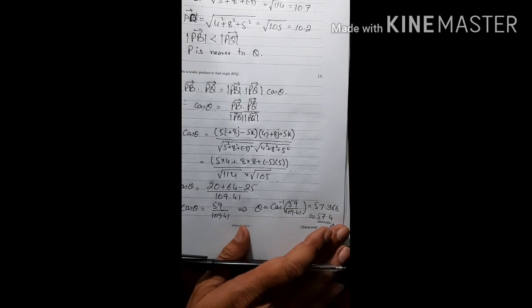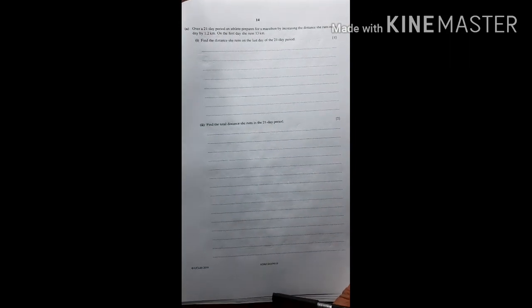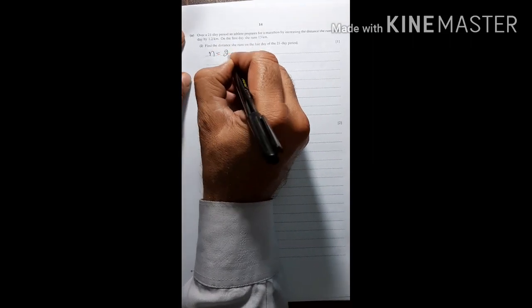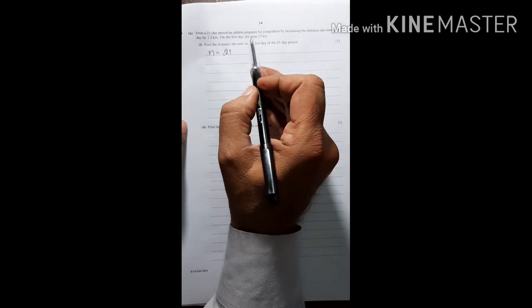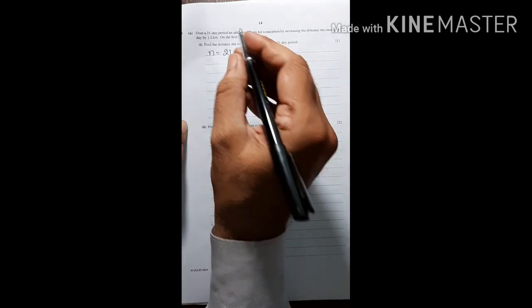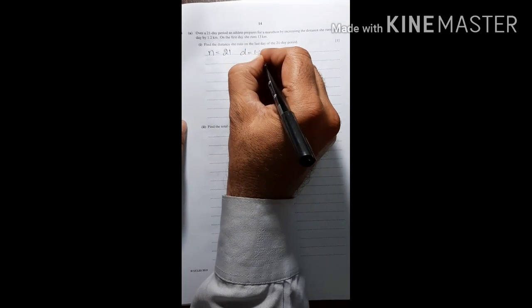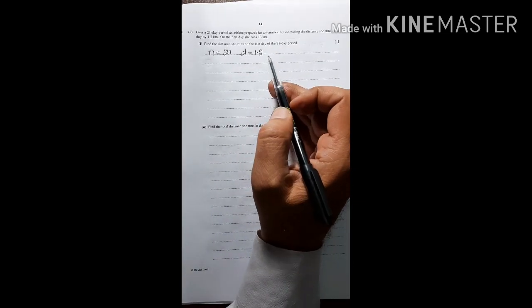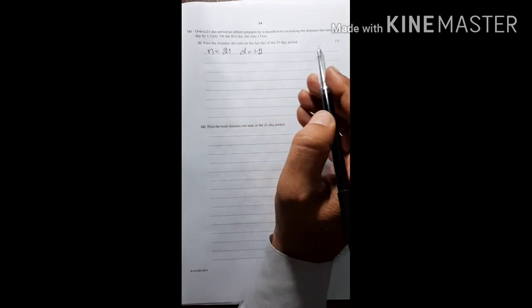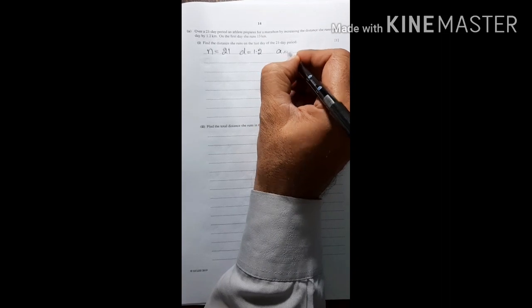Okay, the next question 8 is over a 21-day period. It means the n is 21. An athlete prepares for a marathon by increasing the distance she runs each day by 1.2 kilometers. It means D is 1.2 kilometers. Okay. On the first day she runs 13 kilometers. It means A is 13.